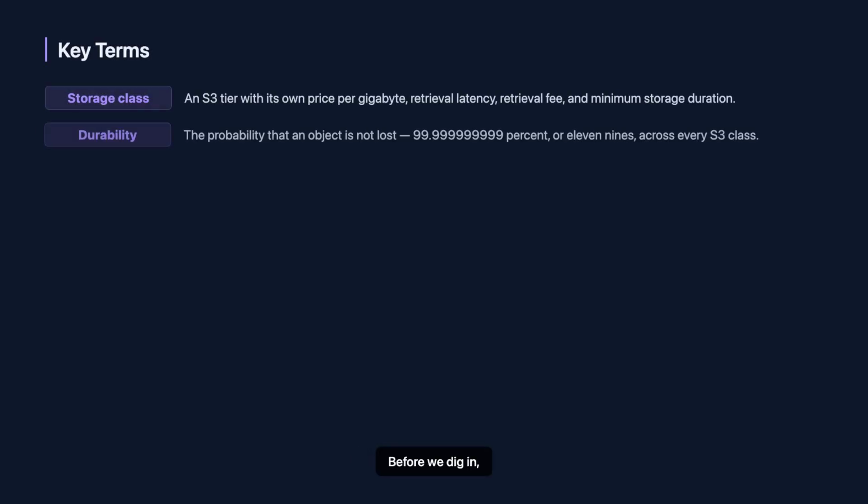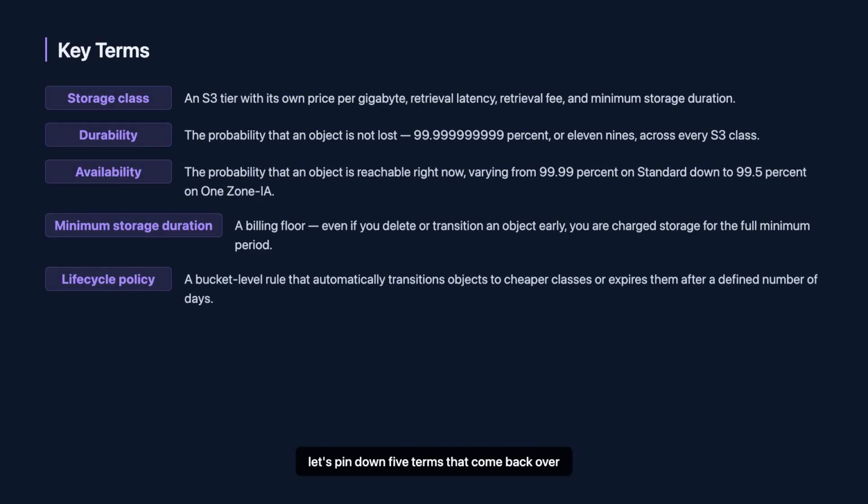Before we dig in, let's pin down 5 terms that come back over and over. A storage class is one S3 tier with its own price per gigabyte, retrieval latency, retrieval fee, and minimum duration. Durability is the probability your data isn't lost, 11 nines across every class. Availability is the probability the data is reachable right now, and that one does vary between classes. Minimum storage duration is a billing floor. Delete early, and you still pay for the full period.